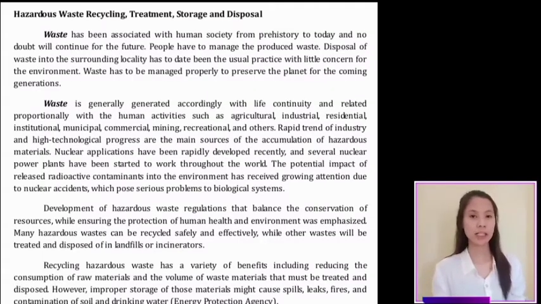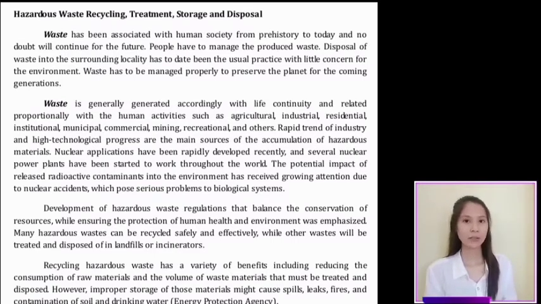Hazardous waste recycling, treatment, storage, and disposal. Waste has been associated with human society from prehistory to today, and no doubt will continue into the future. So, as humans, we have to manage waste properly to preserve the planet for coming generations. Many hazardous wastes can be recycled safely and effectively, while the other waste will be treated and disposed of in landfills or incinerators. Recycling hazardous waste has a variety of benefits, including reducing the consumption of raw materials and the volume of waste materials that must be treated and disposed.